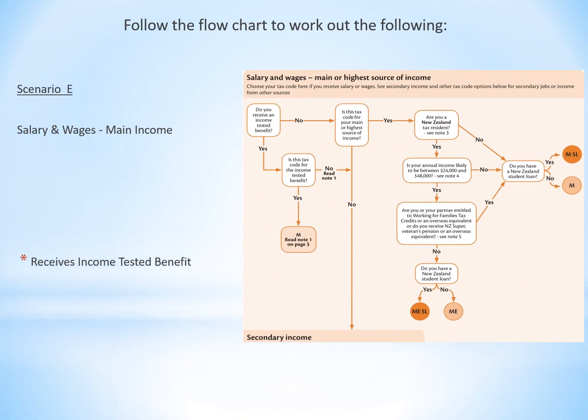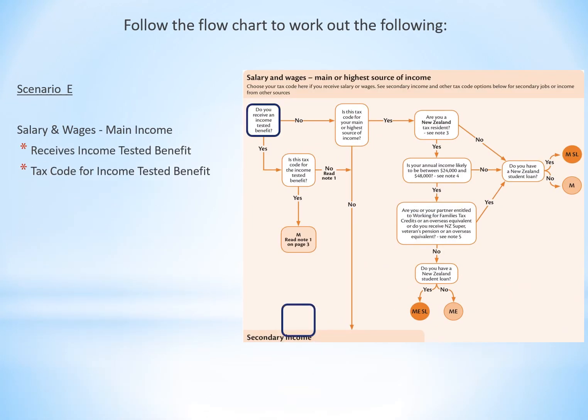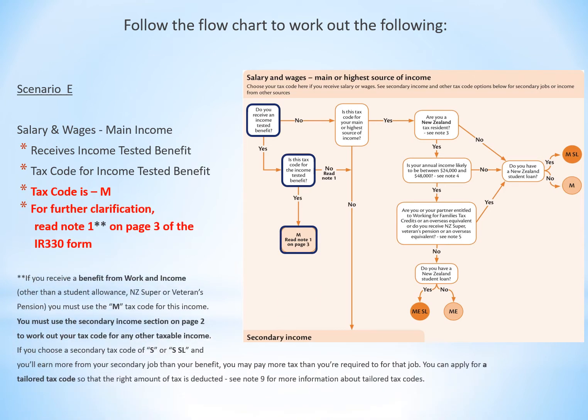For scenario E, if you receive a benefit from MSD only, your tax code will always be M, even if you have a student loan, as the benefit amount will be below the student loan threshold. If you receive a student allowance, New Zealand Super, or a veteran's pension, and you have a full or part-time job, you have to decide which income should be on a secondary tax code. Generally, it would be the lower of the two incomes. Go through the secondary section of the flowchart to check which code to use, as shown in the next slide. Read the notes as indicated on the flowchart accordingly.